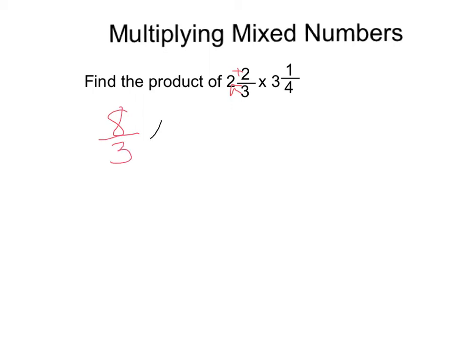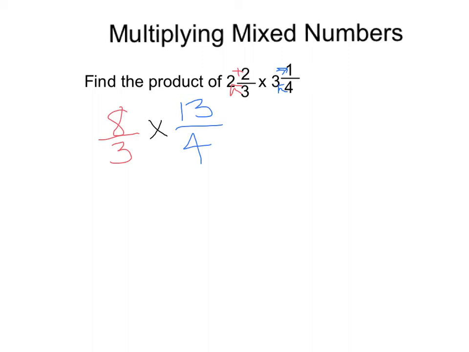So 8 over 3 times, now let's look at 3 1/4. Again, it's going to be the denominator times the whole number plus the numerator. So 3 times 4 is 12, plus 1 is 13. So 13 is our new numerator, and the denominator stays the same. Now, with multiplying, you always want to check and see if you can cross-simplify before you multiply, because it makes the problem easier to handle.